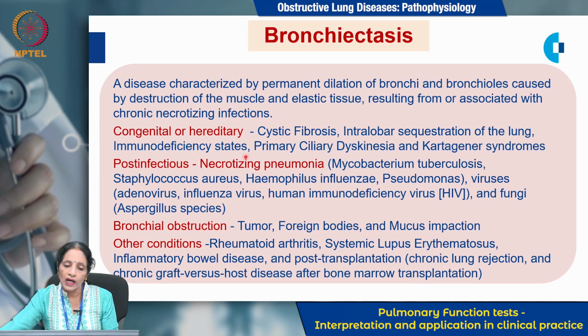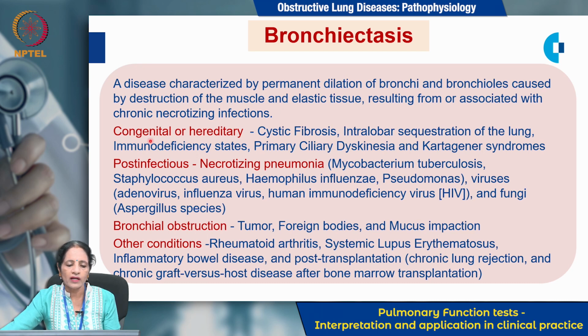Now coming to the last of the chronic obstructive lung diseases, bronchiectasis. Bronchiectasis, as the name suggests, is a disease characterized by permanent dilatation, or ectasia, of the bronchi and the bronchioles, caused by destruction of the bronchial muscle and the elastic tissue, resulting from or associated with chronic necrotizing infection. So, two important parameters need to be addressed in bronchiectasis. One is the presence of infection and the other is the presence of obstruction. Only when these two are present will you get bronchiectasis.